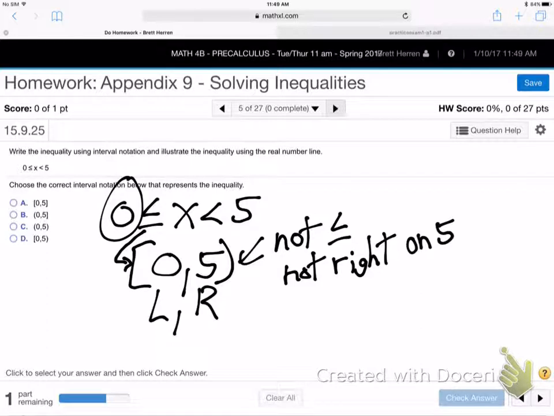We all good with that? So parentheses when you're not right on the money, not right on the number. 0 gets a bracket because it's greater than or equal to 0. It can be right on 0, can't it? It can be equal to 0. But it can't be equal to 5. It's got to be less than 5. It could be 4.99999, less than 5, but not equal to 5. So parenthesis, it's close to 5, but not right on the 5.